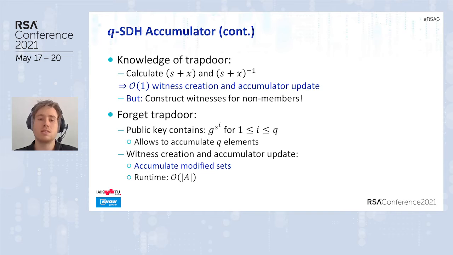And we can use these new elements to evaluate this polynomial from the previous slides already in the exponent of the generator. However, since we do not have access to the secret trapdoor, we cannot calculate s plus x or (s plus x) to the power of minus one, which basically says, if we want to create a witness for an element, or if we want to update our accumulator, we have to reaccumulate the whole set. And therefore we have a runtime for all algorithms which is dependent on the size of the set we want to accumulate. And this is very bad for large sets.